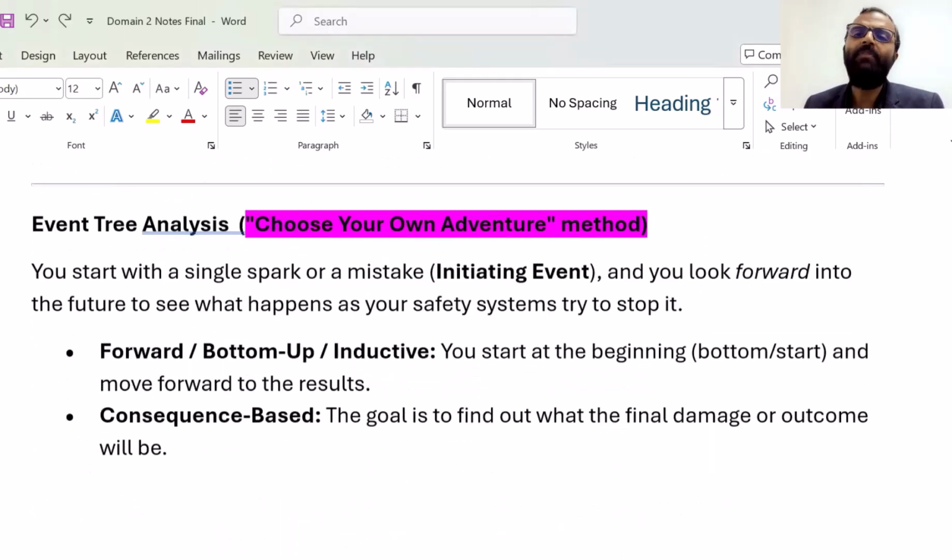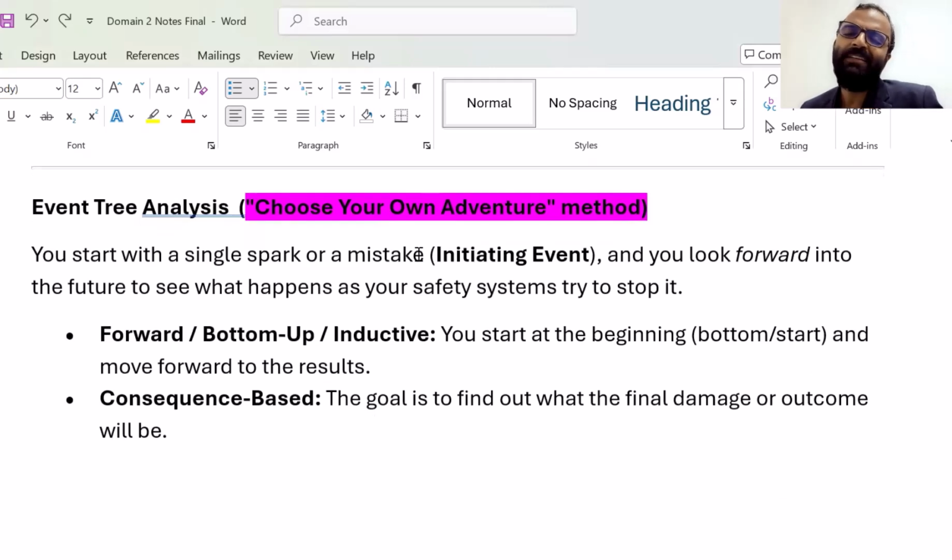Now, event tree analysis. We understood what fault tree analysis is. Fault tree analysis is a top-down approach, a deductive approach. There is a big fault, and then we move downwards. In fault tree analysis, there is Boolean logic with AND and OR gates, and then you have cut sets, basic cut sets, top events, and bottom events.